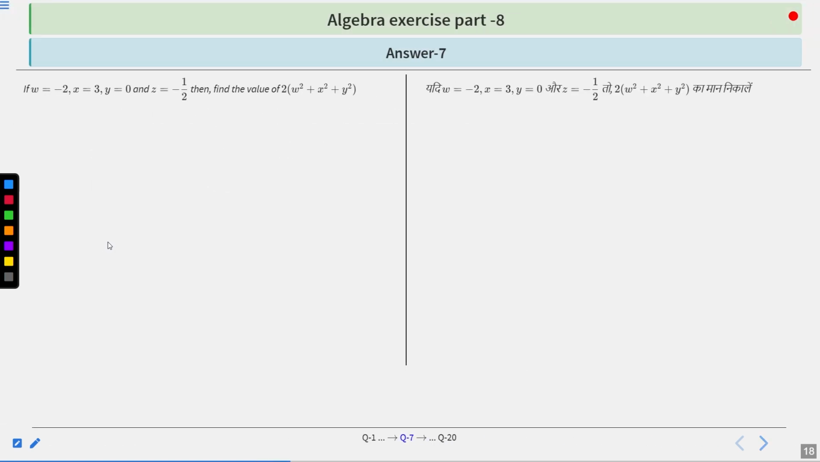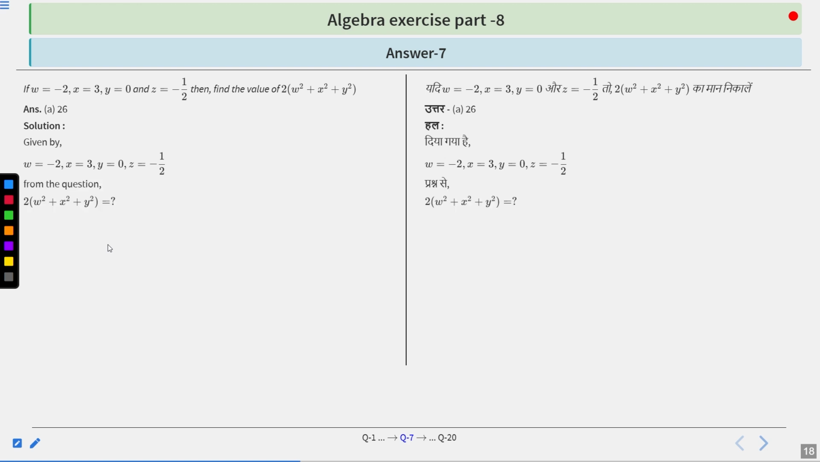Now the values of w, x, y, and z were given to us, and we have to find the value of twice of (w square plus x square plus y square). The correct answer to this question is option number A, 26. Now let us look at the solution to this question. We were given w is equal to minus 2, x is equal to 3, y is equal to 0, and z is equal to minus 1 upon 2.